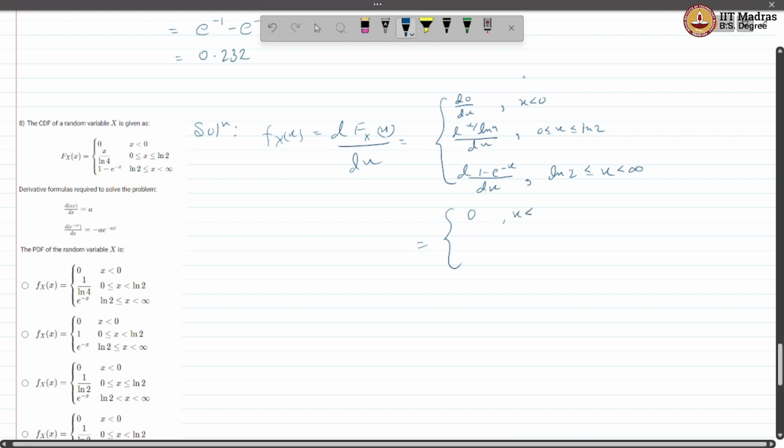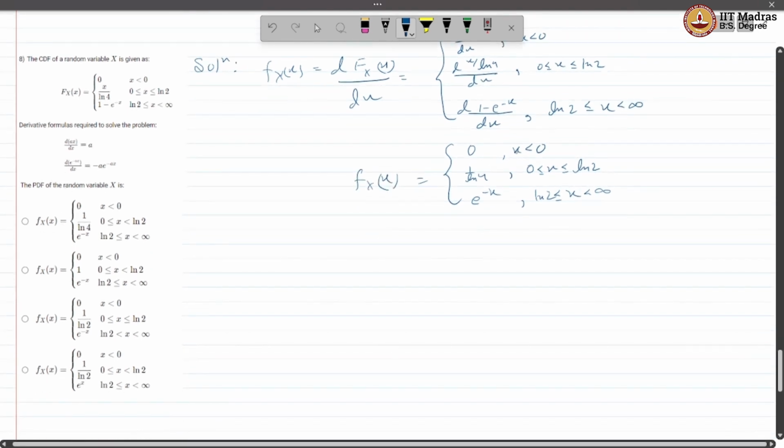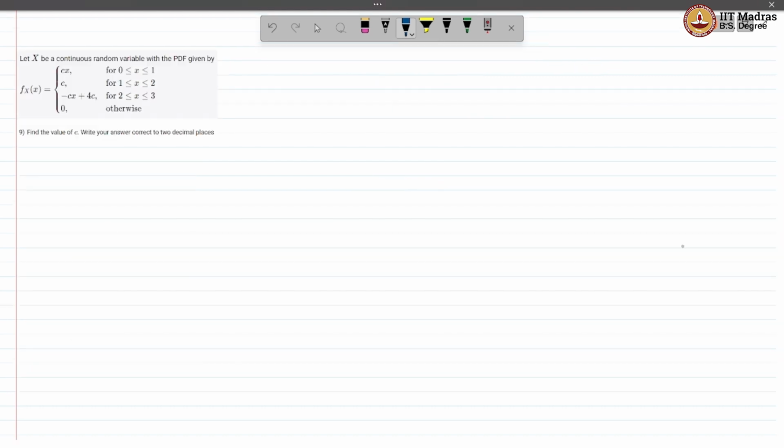0 for x less than 0, 1 by ln 4 for x greater than or equal to 0 and less than or equal to ln 2, and e raised to the power minus x for x greater than or equal to ln 2 and less than infinity. So this is our required PDF of x. So option D is correct. Now coming to question number 9.